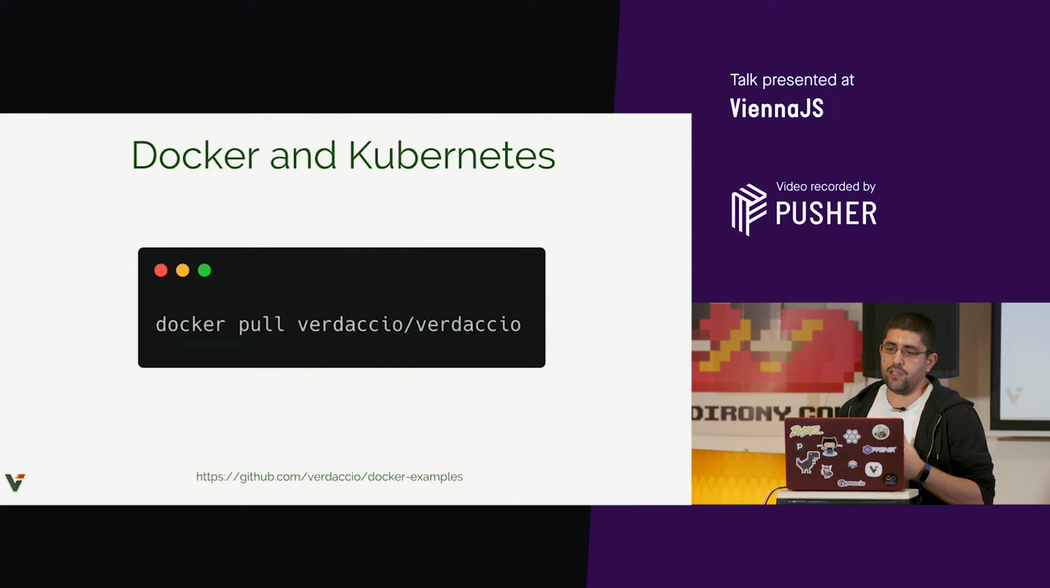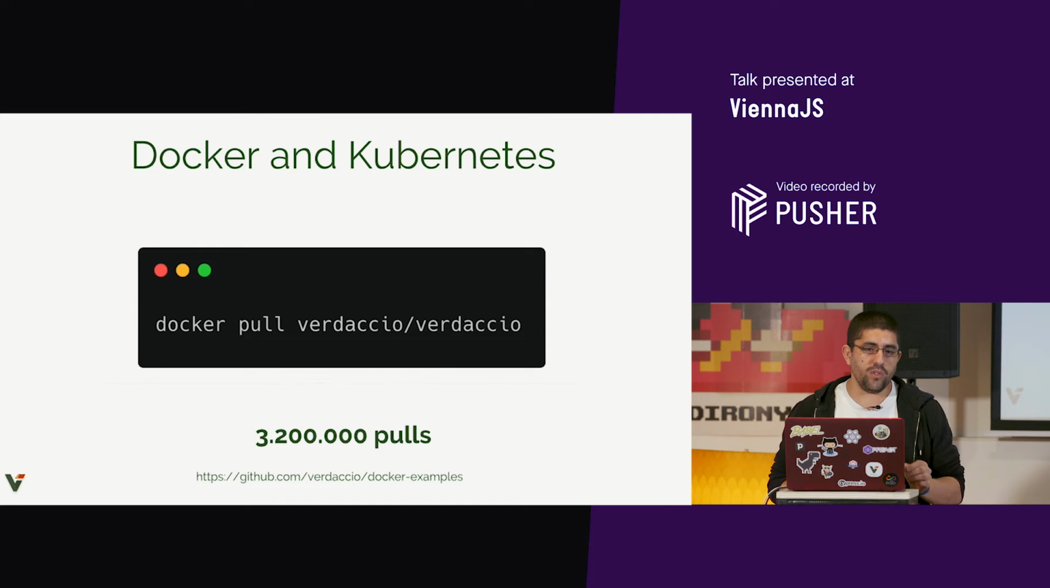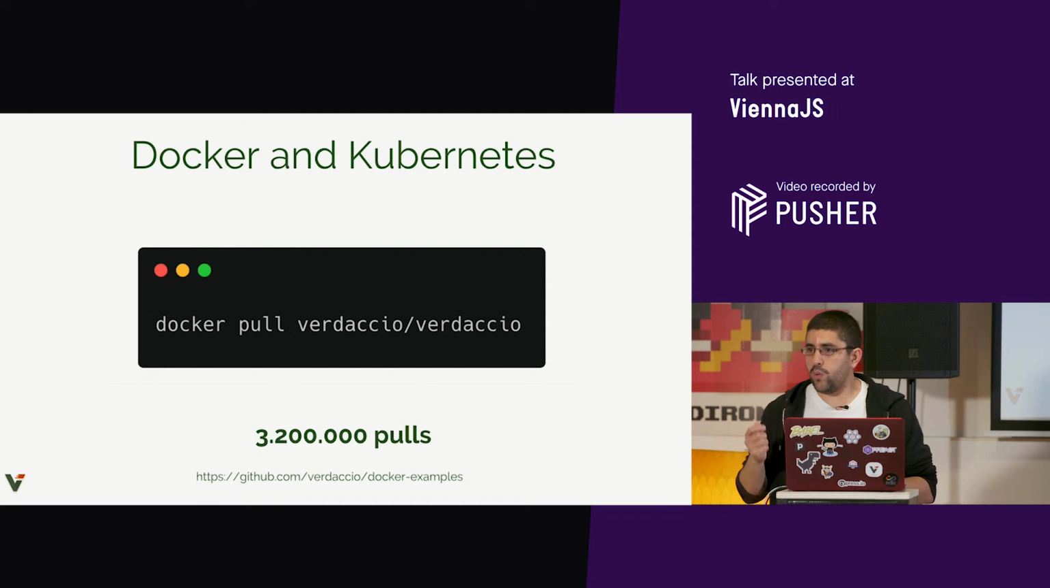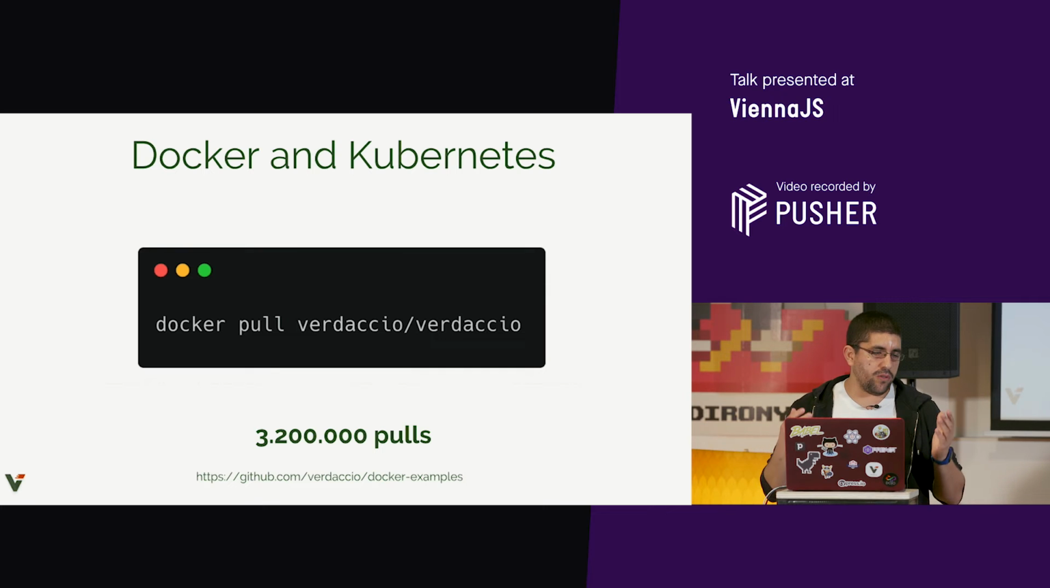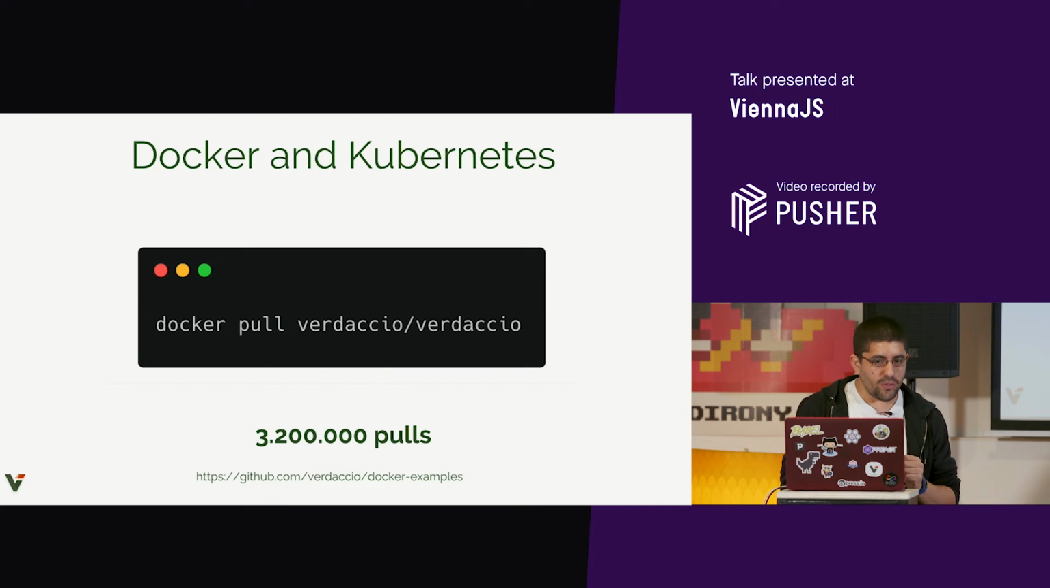Also, we have an official Docker image. It's pretty straightforward to install, just like this. More than 3,200,000 pulls by now are using Verdaccio in their projects and companies, and it is the most popular way to use Verdaccio nowadays. If you want to know more about Docker examples, I would recommend to look into our repository with Docker examples. So it's really complete, a lot of things right there.